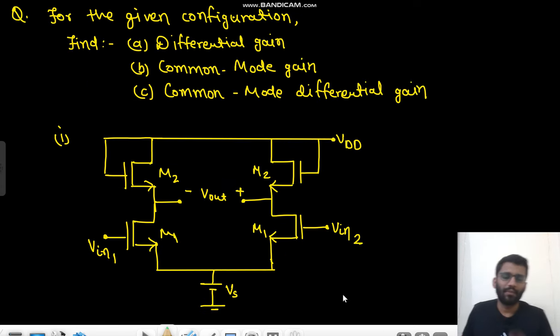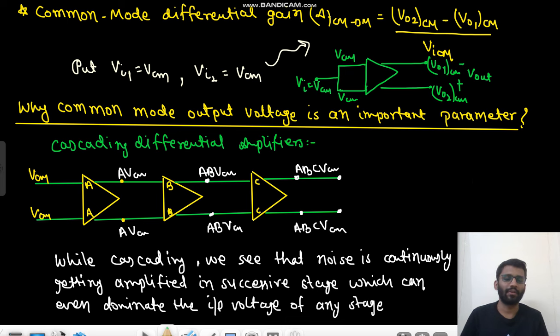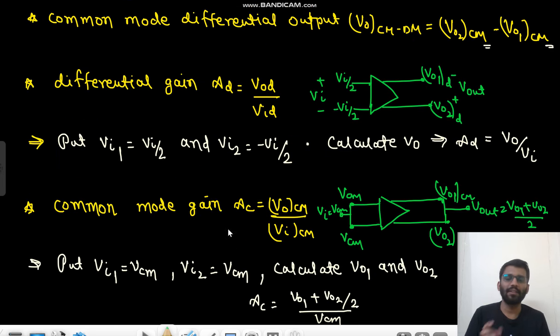Now we will see a problem. For the given configuration, you need to calculate differential gain, common mode gain, and common mode to differential gain. Three things you need to calculate. We have already seen the definitions. No need to mug it up, just remember it. When you are calculating differential gain, at one input you apply V in by 2. At the second input, you apply minus V in by 2. Calculate V naught. Your AD will be V naught by V in.